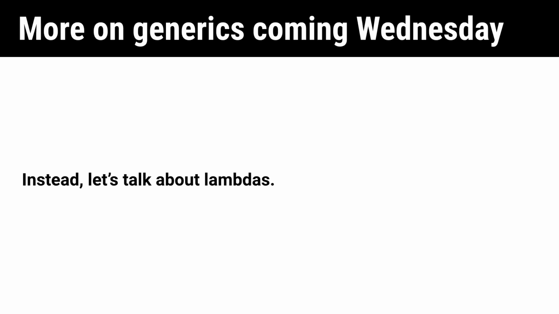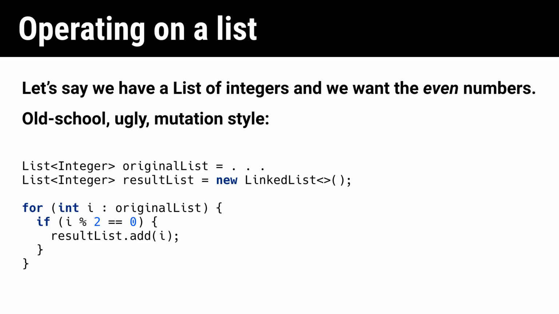So, we're going to talk a lot more on Wednesday about how these generics work. But for the rest of today's lecture, we want to talk about lambdas. So, back in the bad old days, back before you took Comp215, you might have written code like this. Let's say I have a list of integers and I just want the even integers within my list.